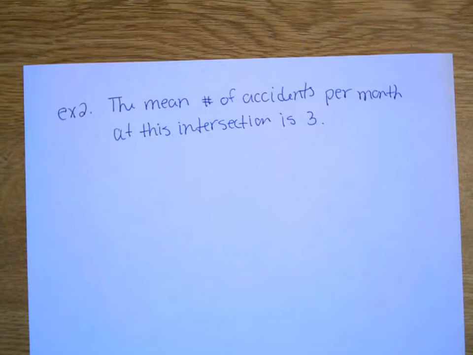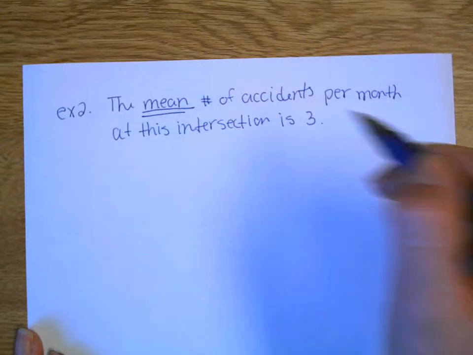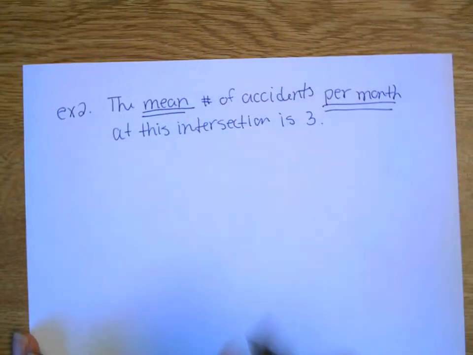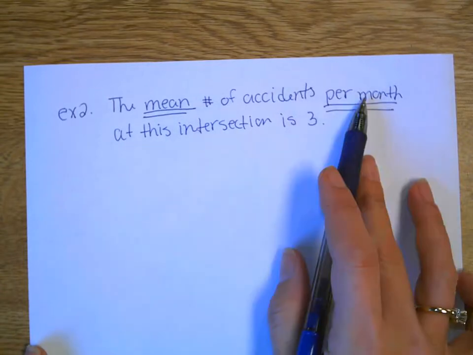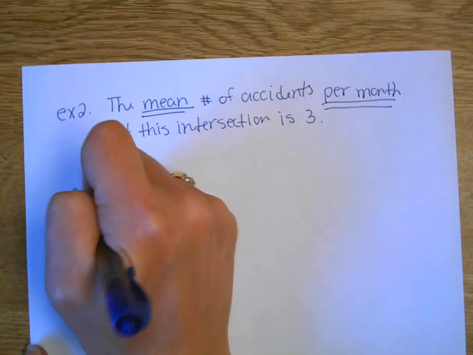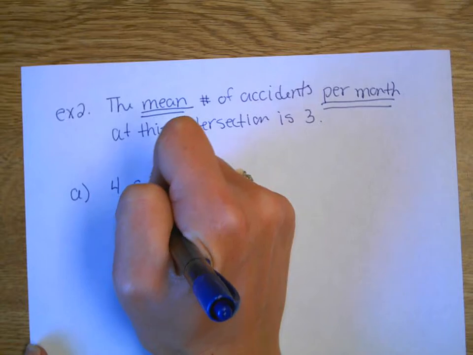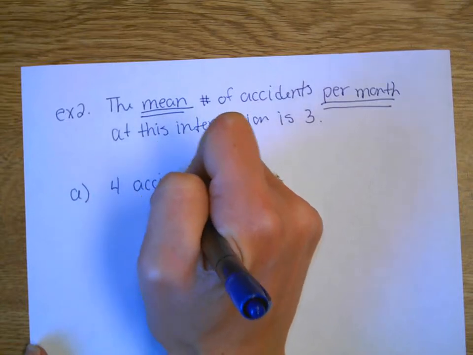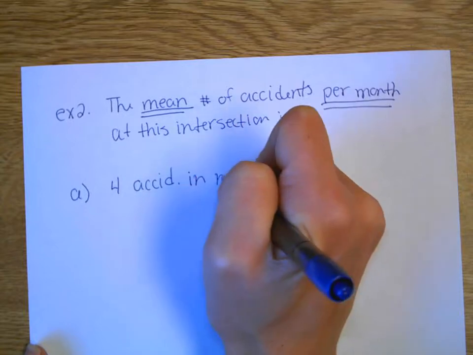Now I can ask you some probability questions. Because they're giving me a mean per something, I know this is the Poisson distribution and not the binomial and not the geometric. That's how you tell the difference between the three. If they give you an average per something, Poisson. So, can you find the probability that there are 4 accidents in the next month?